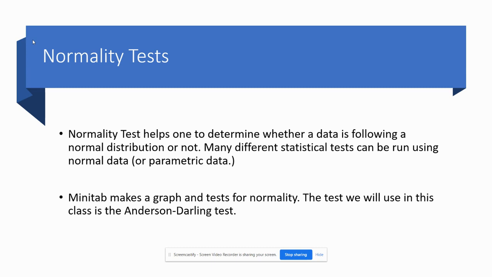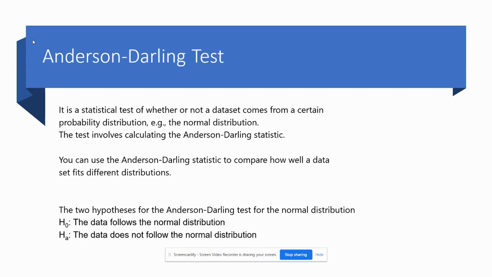Minitab can make a graph and test for normality, and the test that we use is called the Anderson-Darling test. So when you're using the Anderson-Darling test, what it does is it graphs the data on a normally distributed line, and it's going to be a straight line. It's not going to be that curve because you think about you're looking at the data from the top down, like the data is under you and you're looking down at it. So the hypothesis for the Anderson-Darling test is your null is that the data follows the normal distribution, and the alternative is the data does not follow the normal distribution.